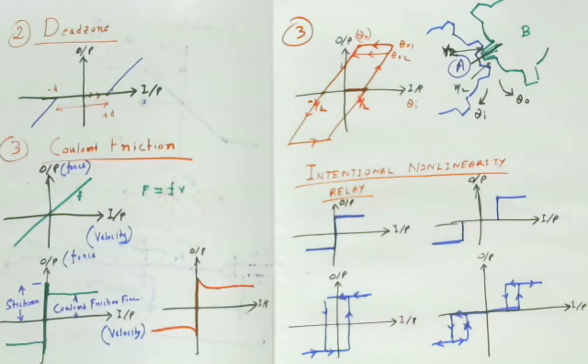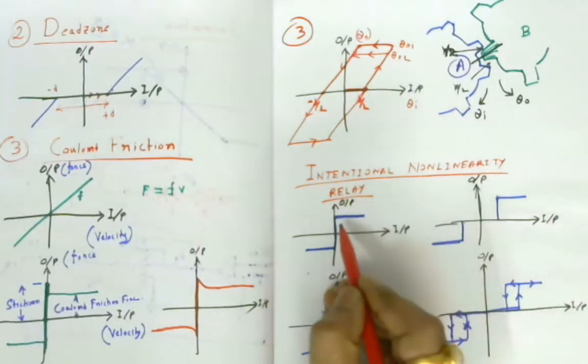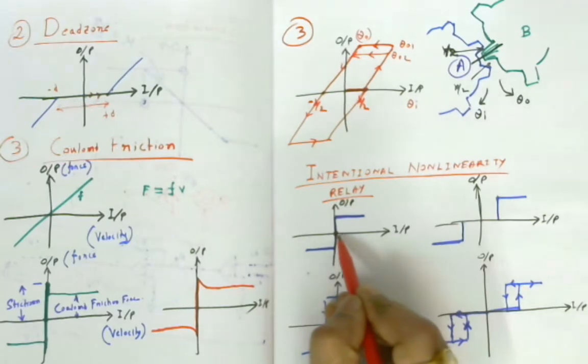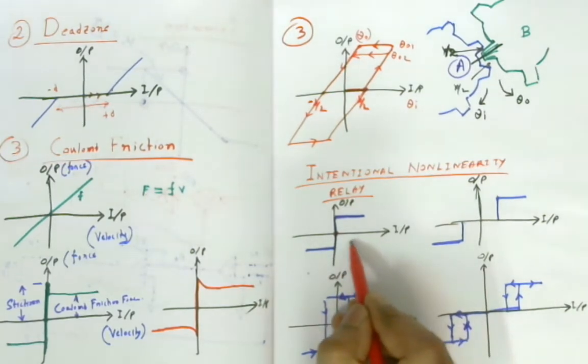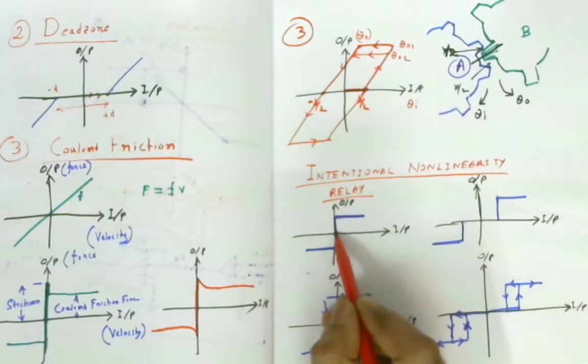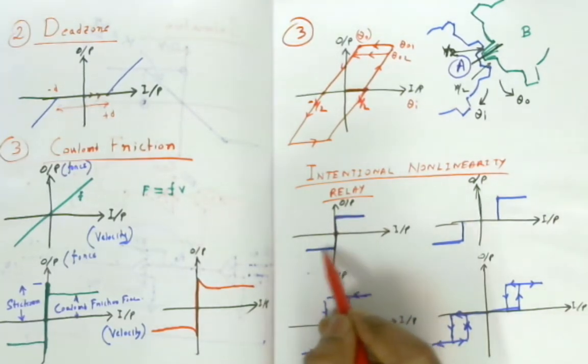If you see the first figure, the x-axis is input and the y-axis is output. And what is the condition for the characteristics curve? When the input is just greater than 0, the output is on, and when the input is just less than 0, the output is on but on the negative side. So this is the origin. If the input is just greater than 0, the output is on. When the input is just less than 0, the output is also on, by the negative side.